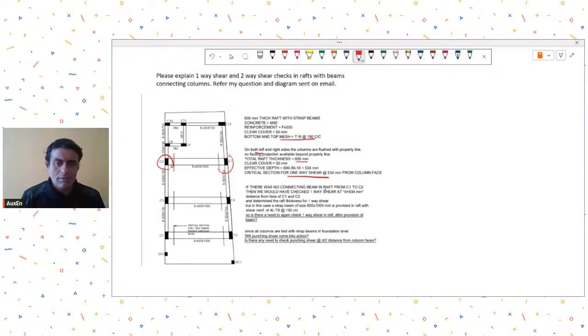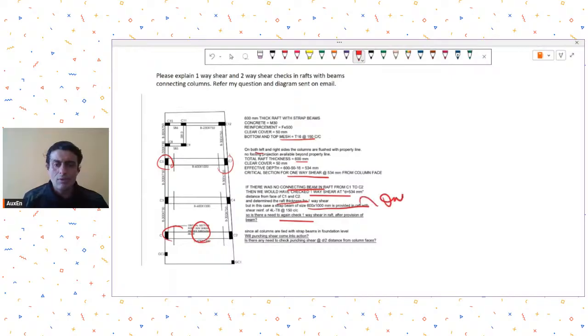If there was no connecting beam in raft from C1 to C2, then we would have checked for one-way shear at d equal to 534 and determined the raft thickness for one-way shear. But in this case, a strap beam of this size is provided in raft. So is there a need to check again one-way shear in raft after provision of beams? Since all the columns are tied with strap beams in foundation level, will punching shear come into action?